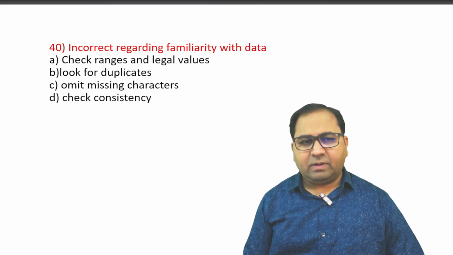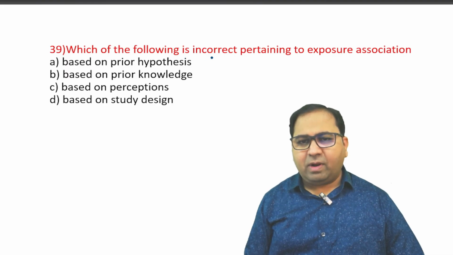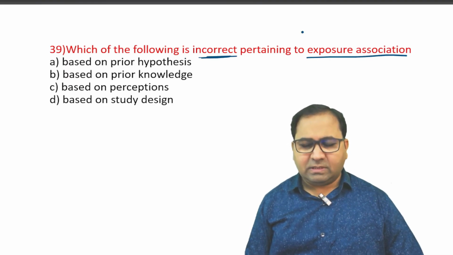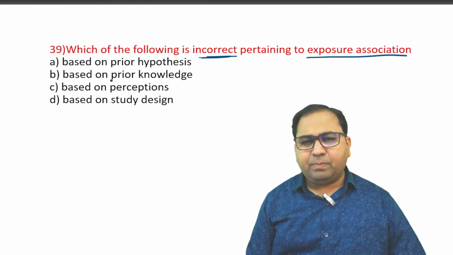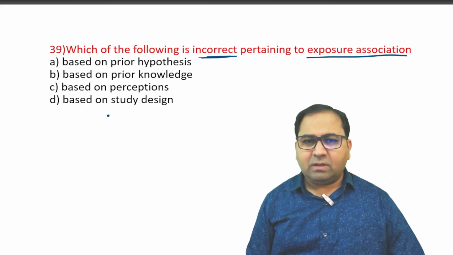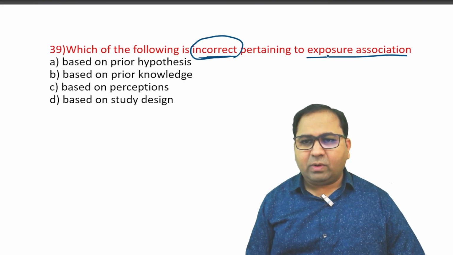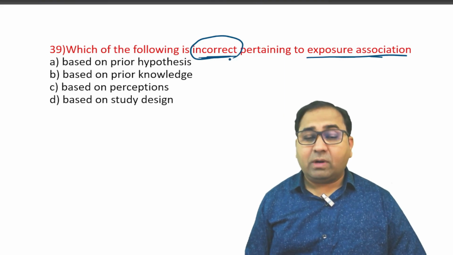Next question. Which of the following is incorrect pertaining to the exposure association? The options are A. Based on prior hypothesis, B. Based on prior knowledge, C. Based on perceptions, or D. Based on study design. Which is incorrect pertaining to exposure and associations? Incorrect. So let us see what are the correct ones.